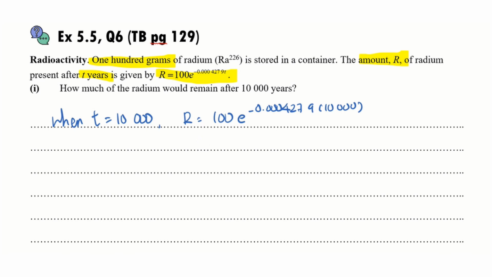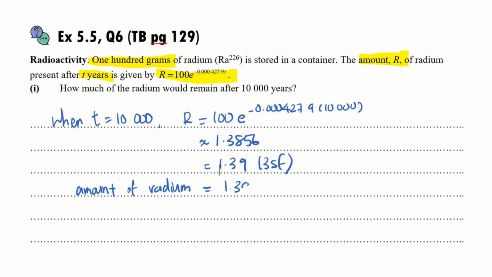Then keying that into the calculator, we will achieve the truncated 5SF value to be 1.3856, which then gives us 1.39 in 3SF. So this means that the amount of radium after 10,000 years will be 1.39 grams. All right, moving on to part 2.